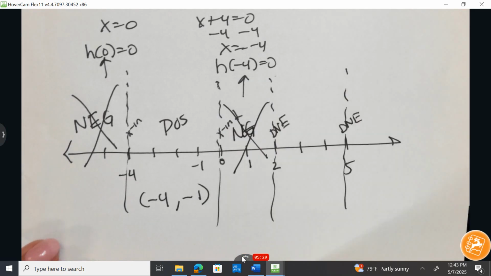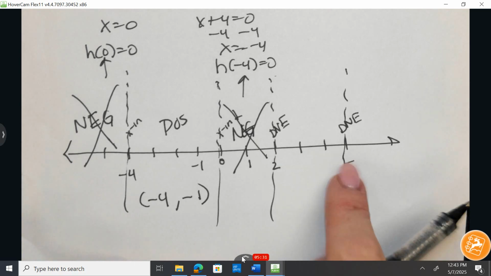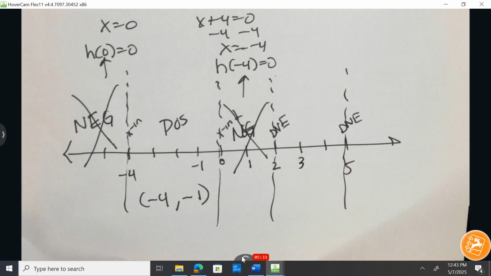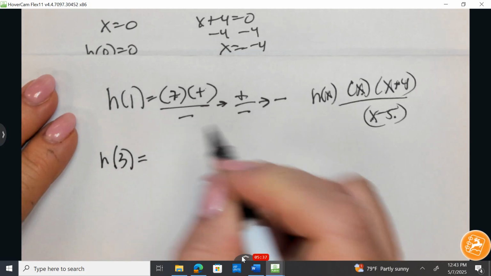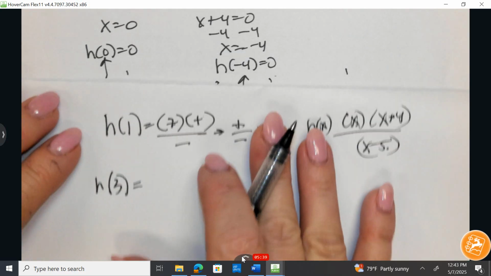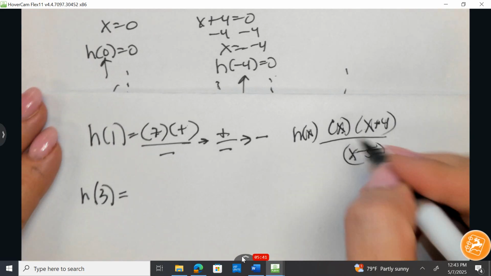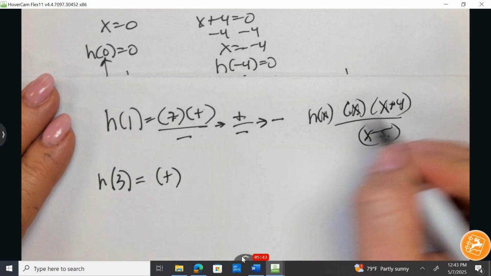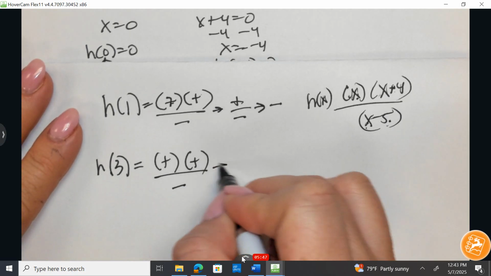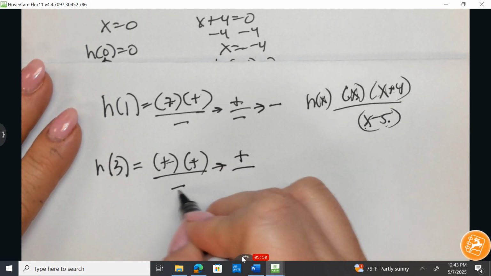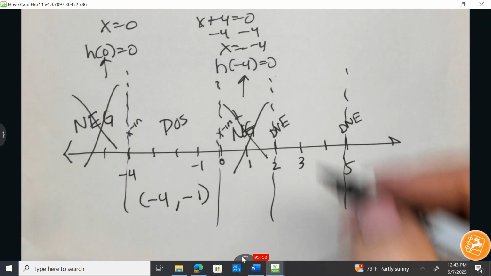I'm only looking for positives. So between 2 and 5, let's choose 3, for instance. H of 3. Again, this is the formula that I'm working with right over here. So 3 is positive. 3 plus 4 is positive. 3 minus 5 is negative. Positive times positive is positive. Divided by negative produces a negative.